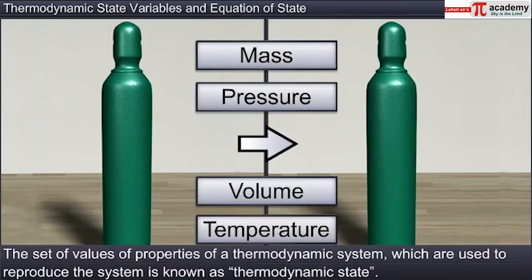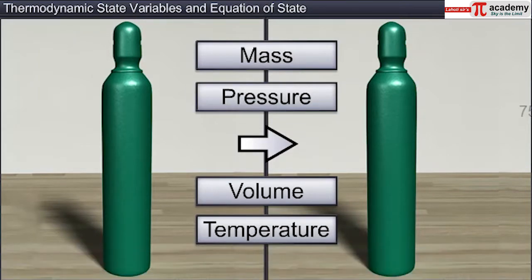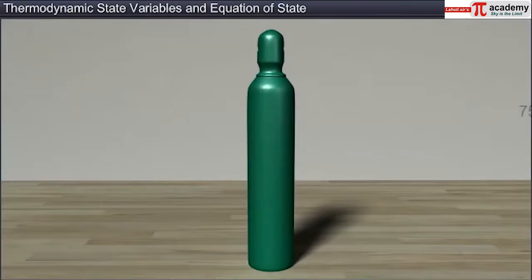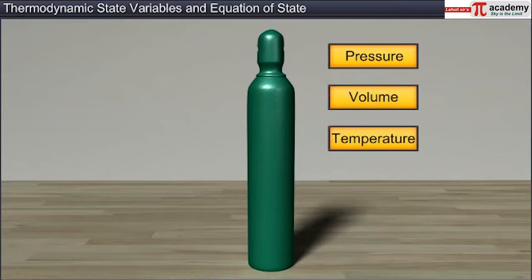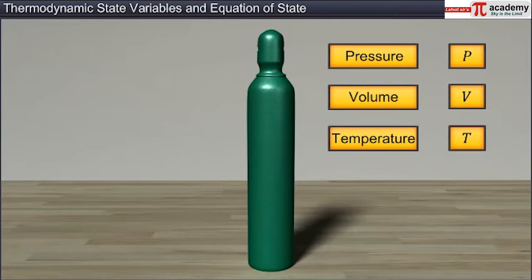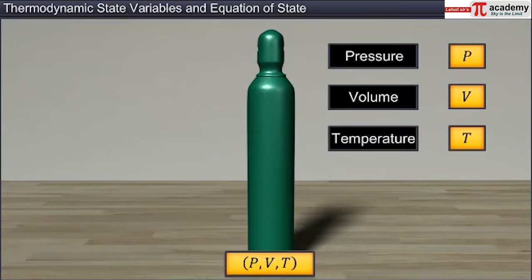The set of values of properties of a thermodynamic system, which are used to reproduce the system, is known as thermodynamic state, and the properties are also called variables. The state of the oxygen gas in a cylinder is expressed by providing values of its pressure, volume, and temperature. If the values are P, V, and T, then the state is represented by P, V, T.